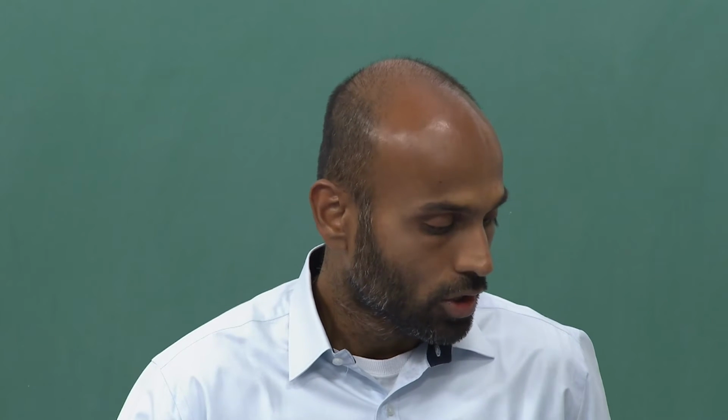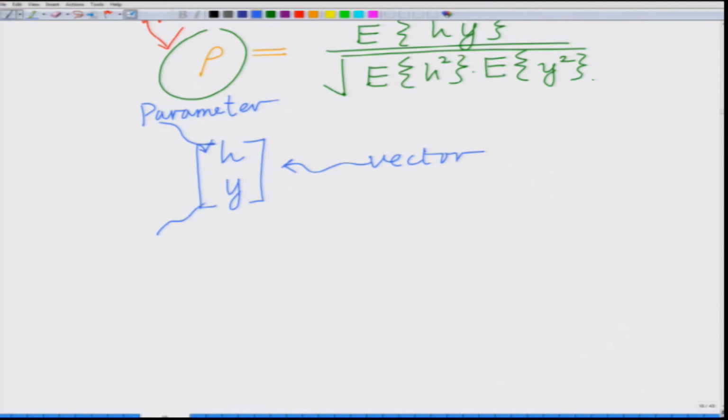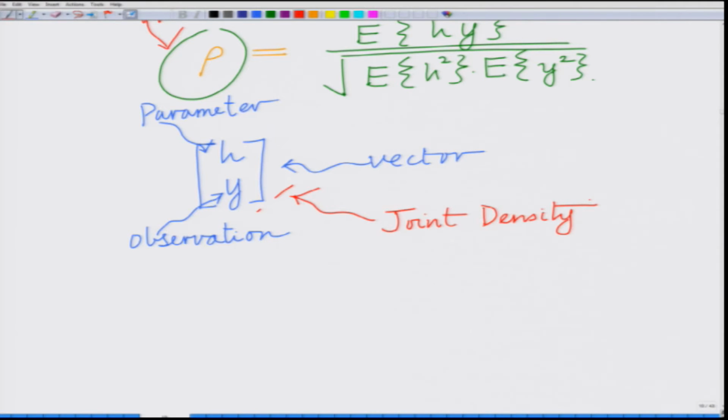Now, remember, we want to come up with the MMSE estimate of h given y. Towards this end, first we want to construct the joint distribution of h and y. So, let us define this vector, which has the parameter and the observation. What we want is the joint probability density function of the parameter h and the observation y.